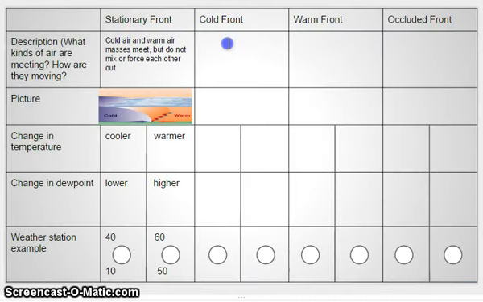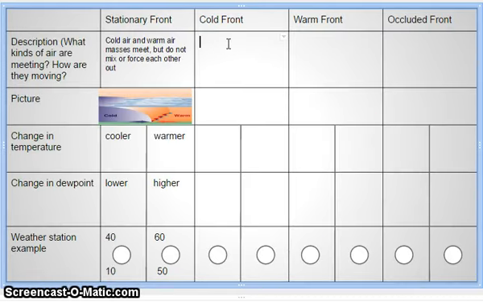So let's write a description for the cold front. A cold front is when a cold air mass collides with warm air, it forces the less dense warm air up.